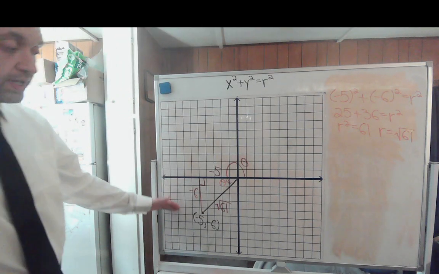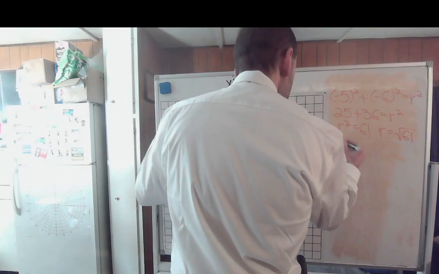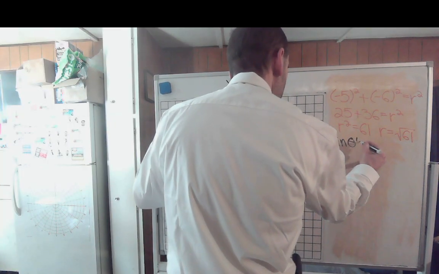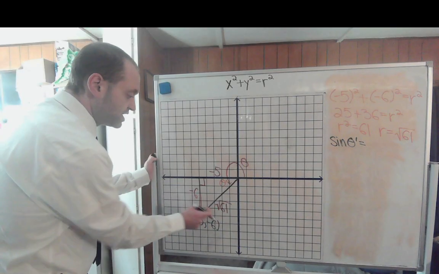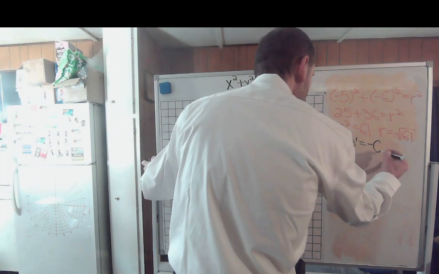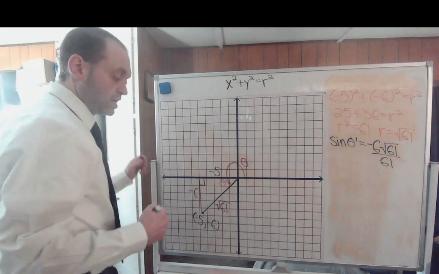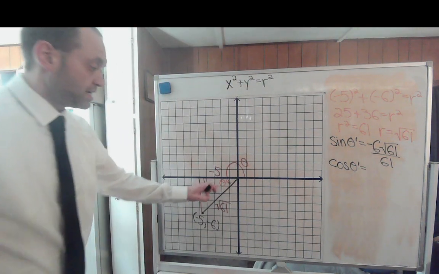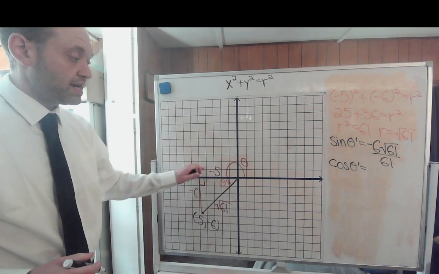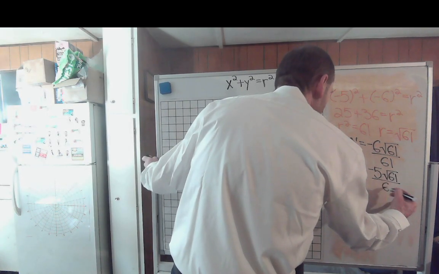Alright, now that we got that, we can find our 6 trig values. So the sine of theta prime equals the opposite side over the hypotenuse, so that would be negative 6 over the square root of 61, which would turn into negative 6 times the square root of 61 all over 61. Now let's find the cosine of theta prime. Cosine is adjacent over hypotenuse, so you would get negative 5 over the square root of 61, which would turn this into negative 5 times the square root of 61 all over 61.